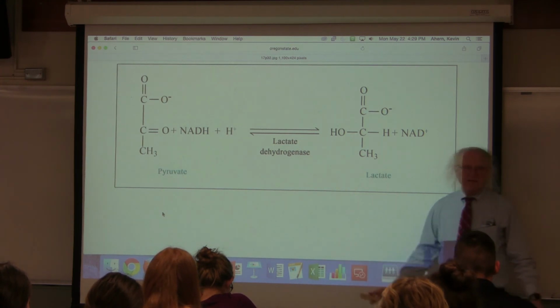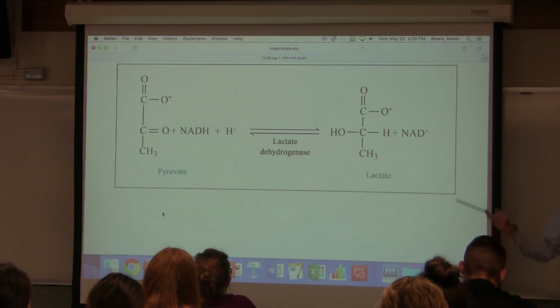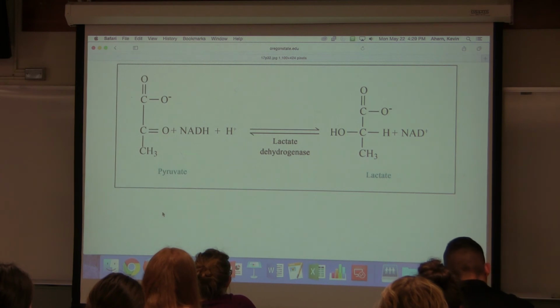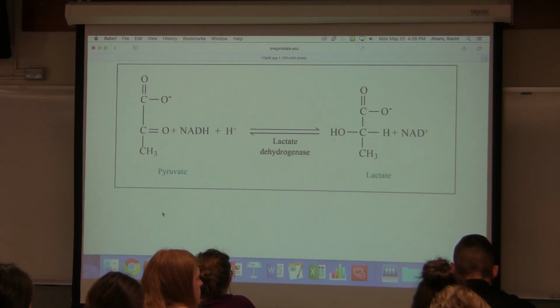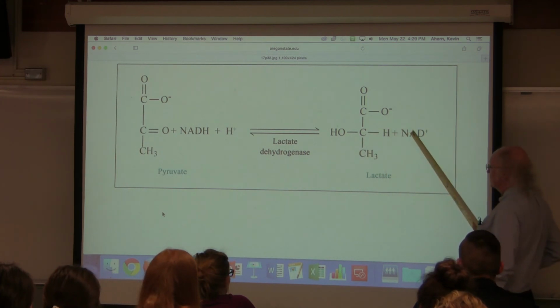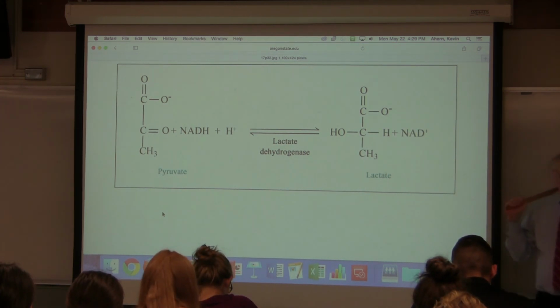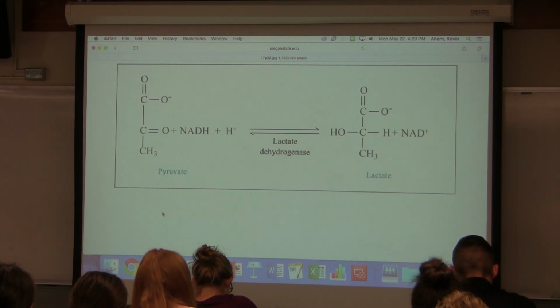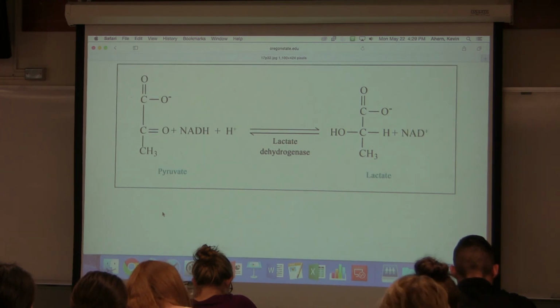Okay? That means that the cells don't have a backup like this. The muscle cell is going to die pretty quickly. So muscle cells ferment in order to produce NAD, just like bacterial and yeast cells do. They just use a different reaction.